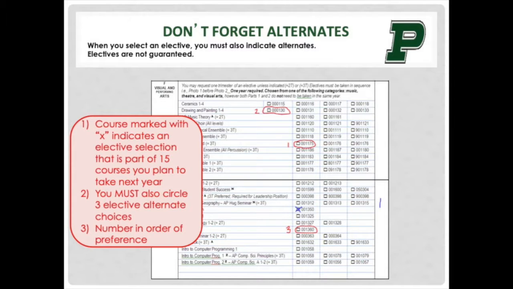If you have chosen an elective, you must select alternates. This is very important. In this example, the student selected one elective, which is reflected by the blue X, and they have written 1 on the far right side. As you can see, this student has selected their 3 alternates by circling and numbering them by preference. Just a reminder, electives must be taken in sequence. For example, Drama 1 must be taken before Drama 2.